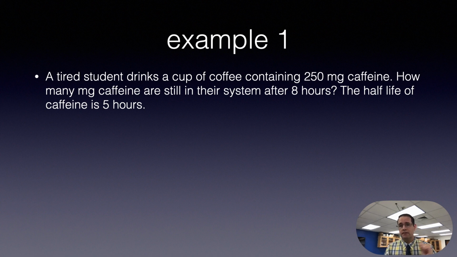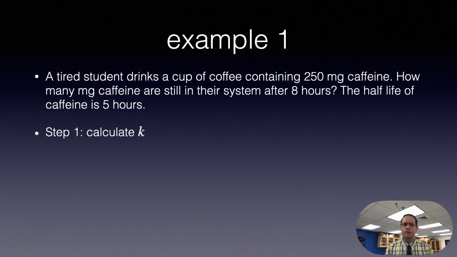All that we're given here is that the half-life of caffeine is 5 hours. So we know that after 5 hours, half of that amount is going to go away, but 8 hours isn't a multiple of 5, okay? If the question was how much is in their system after 5 hours, we could just divide by 2 and get the answer, but we can't do that here, okay?